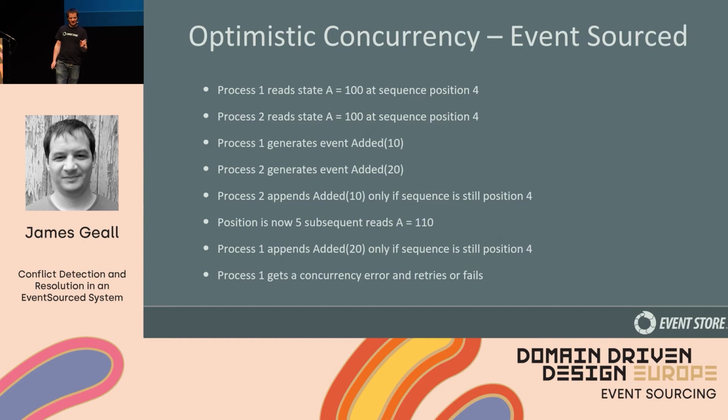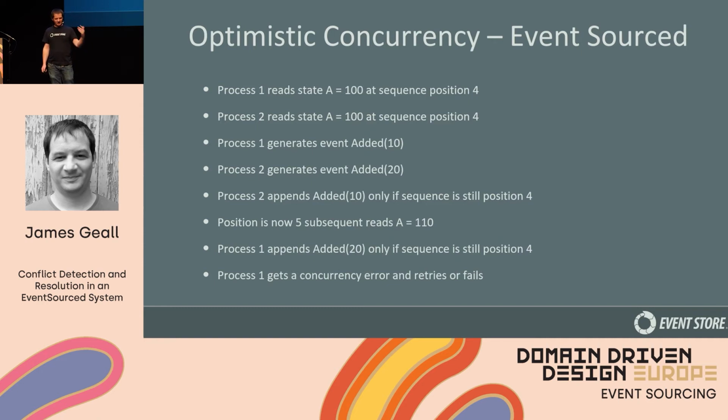Process 1 reads state A of 100 at sequence position 4. What does that mean? That means that process 1 reads all of the events up to sequence position 4, calculates that the current state is 100. So it's doing a bit more work in the process to calculate the current state rather than just going, give me this row. That's my current state. Process 2 does the same thing.